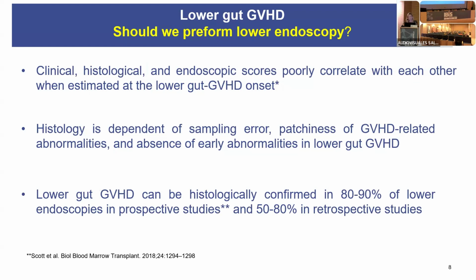On the other hand, we know that when we do the histology, GvHD presents in a patchy way, so it really depends on whether we get the histology from the right place. And the clinical, histologic and endoscopic findings, what you see in endoscopy, actually correlate poorly in lower gut GvHD onset. When looked at prospectively and retrospectively, we do not always get the histological confirmation, and we don't wait for it at all because we start the treatment before we get it. So 50 to 80% confirmation happens in retrospective studies.